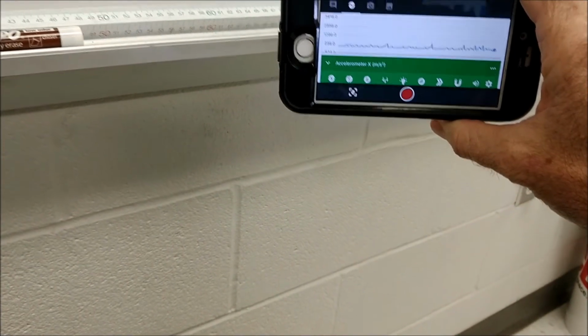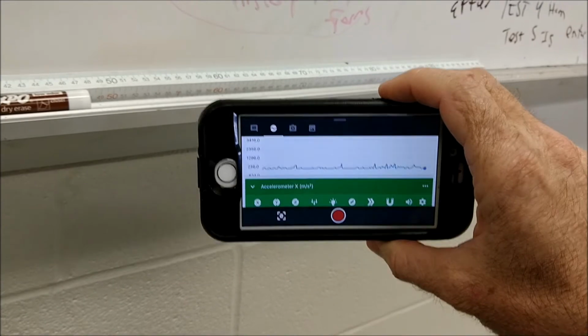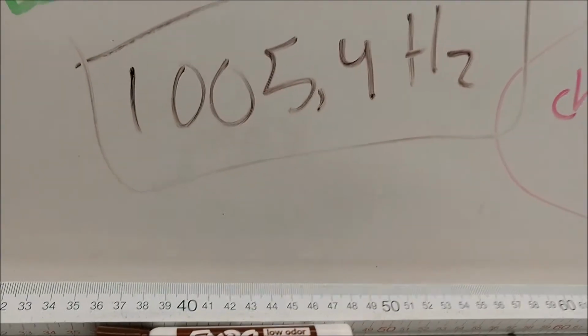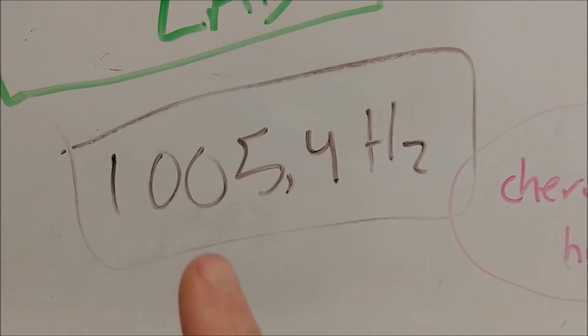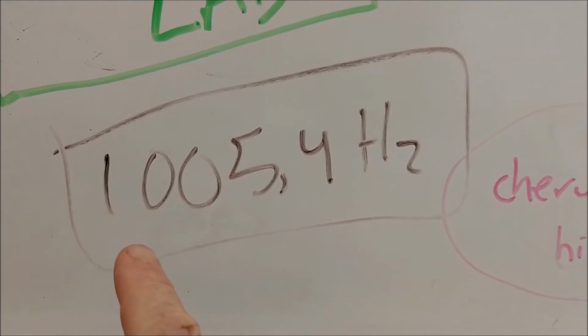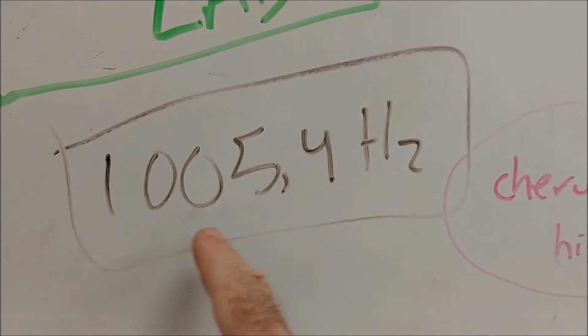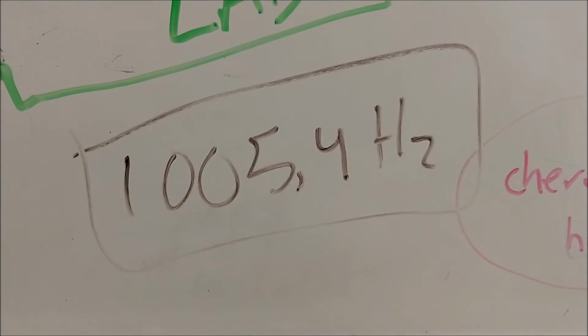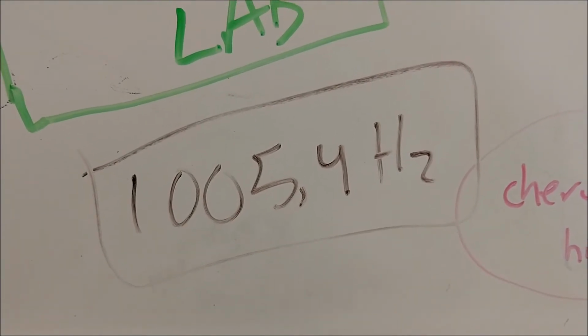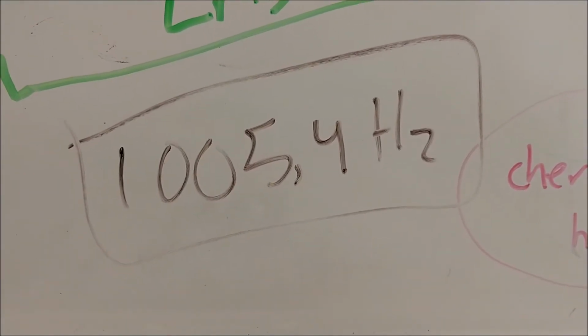When I took the data from the phone that was hanging, that the car passed under, I looked at the graph and I found that while I was recording, when the car drove under, the maximum frequency was 1005.4 hertz. We can use that in the Doppler formula to calculate how fast the remote control car was going.